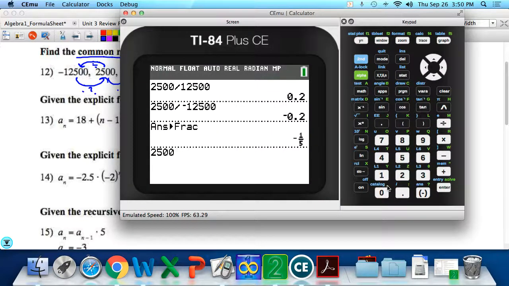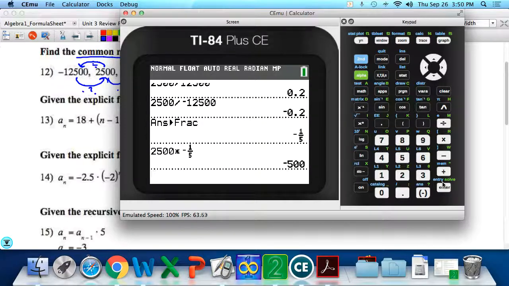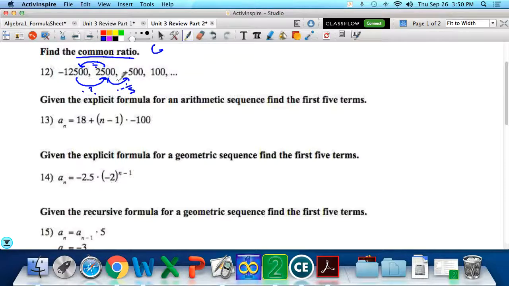2,500 times negative alpha y equals enter, 1/5, and we get the 500 we were supposed to get. 3 numbers makes a sequence. We're good. You were right. Your common ratio is one of the answers, being negative 1/5.